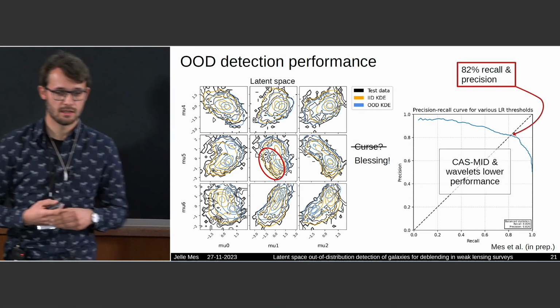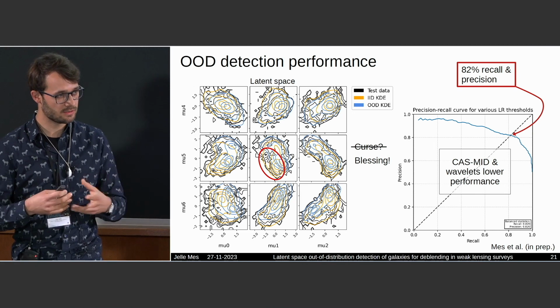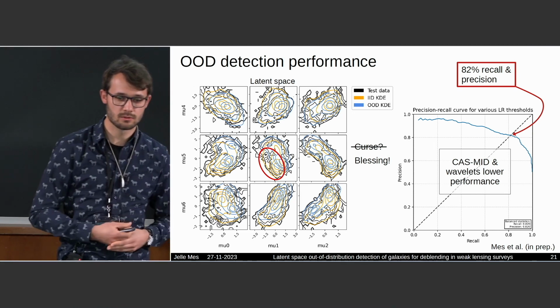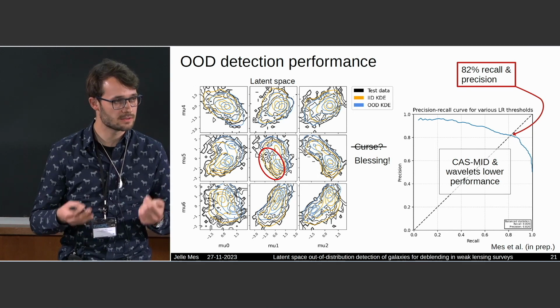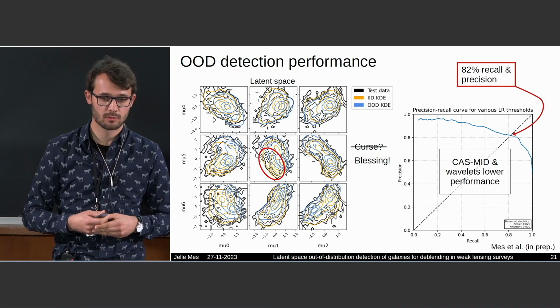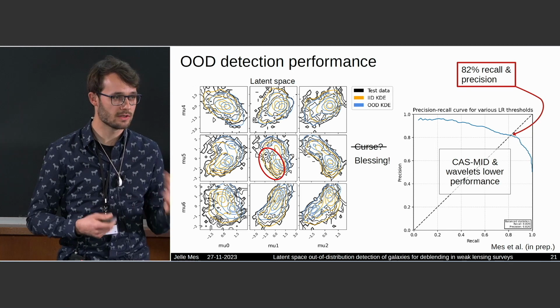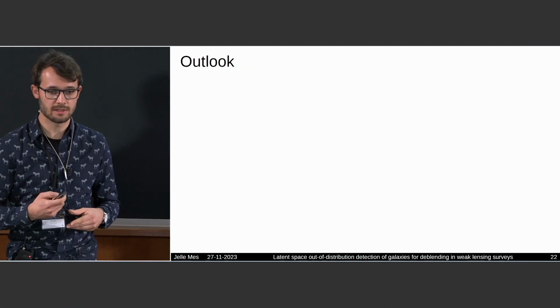So if you also look at other descriptors, not using an autoencoder, so for example, the CAS and the MID statistics for galaxies, then we see that the performance is a lot worse. So our autoencoder does describe the galaxy a lot better in this way.